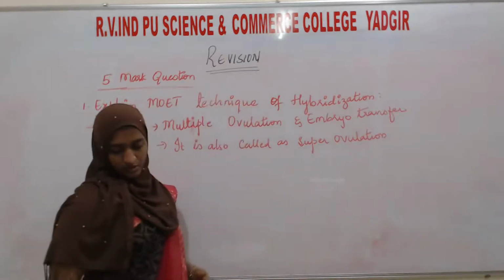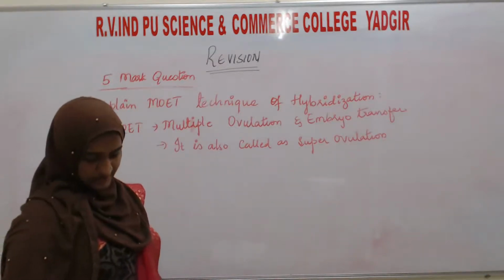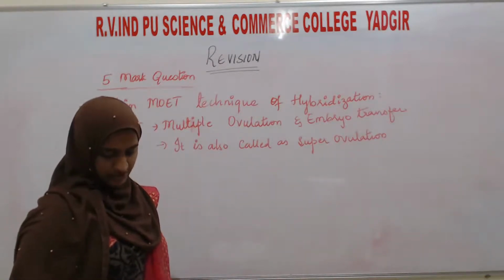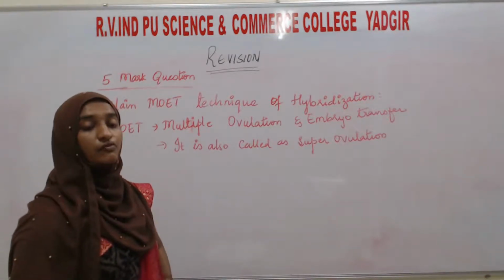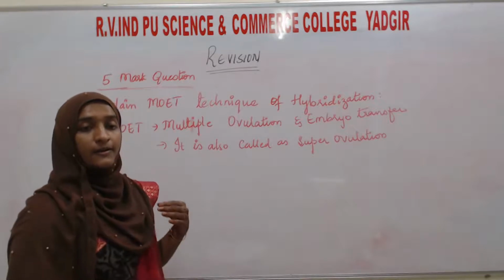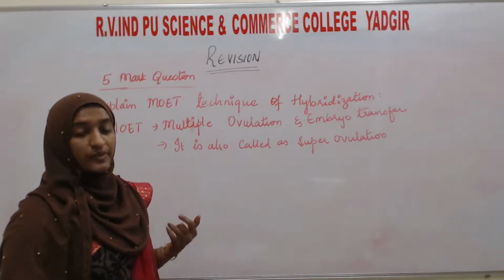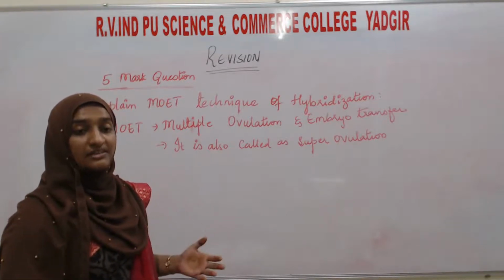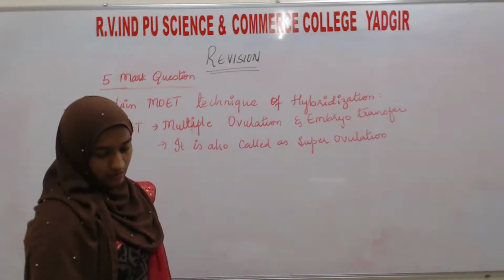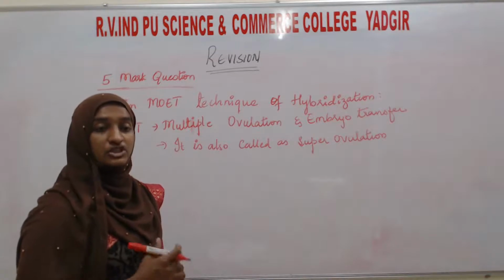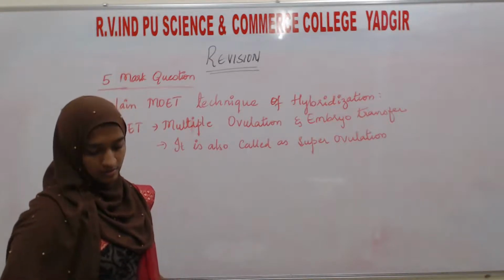Okay, superovulation. This technique of hybridization is mostly used for cows. In this technique, the cow is forced to ovulate more eggs so that the eggs can be fertilized for the production of more cattle. So directly we will go to the steps involved in MOET.